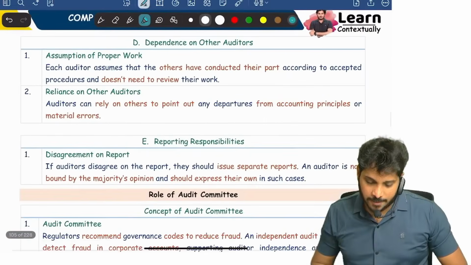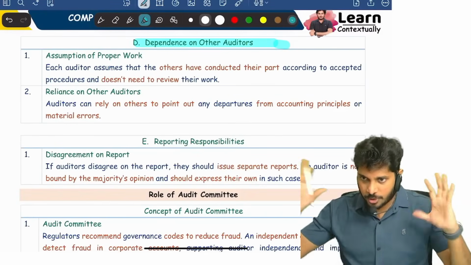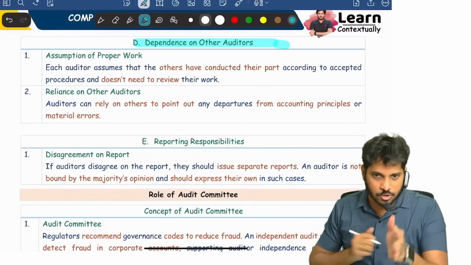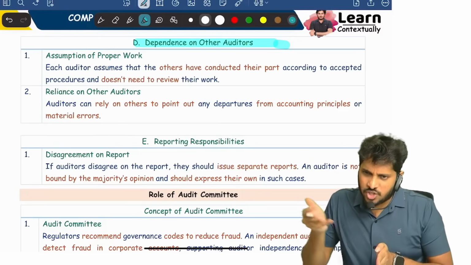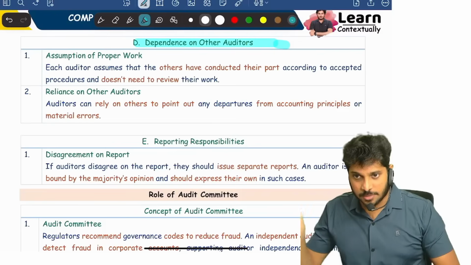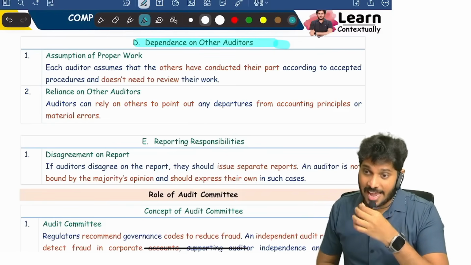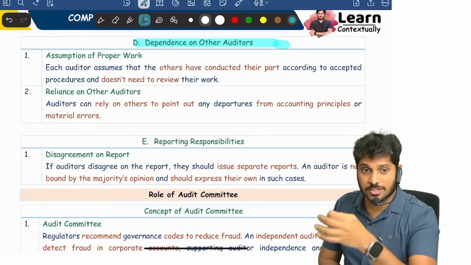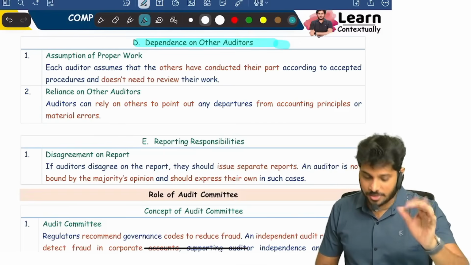Now two or more joint auditors are doing the audit. I am doing some work allocated to me, he is doing some work allocated to him. Do I have to review his work? Do I have to check his work? No need. He is also a CA like you. If he does something wrong, he is the only one answerable. You don't have to worry about it. Are you clear? So a joint auditor can rely upon the work of another joint auditor.